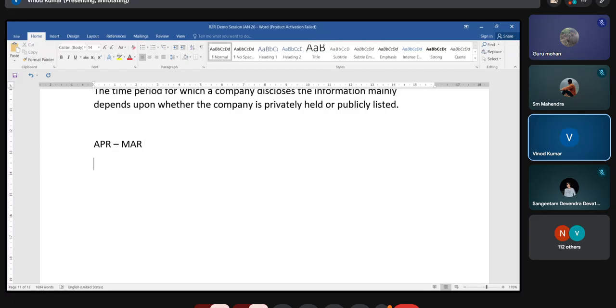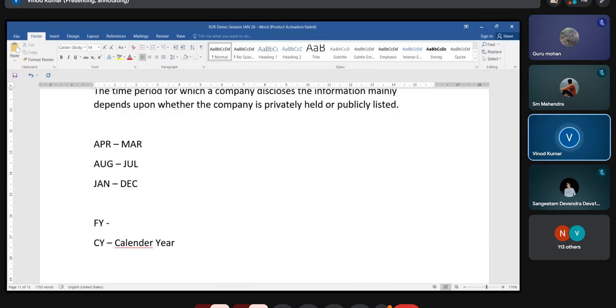So Indian companies follow April to March. If you go to the US, the financial year they follow is August to July. And if you come to the UK, they follow January to December. There are two types of calendars, guys. One is the financial year, and the other is CY, meaning calendar year. The calendar year is common in the entire universe, January to December. The financial year changes according to the country, guys.